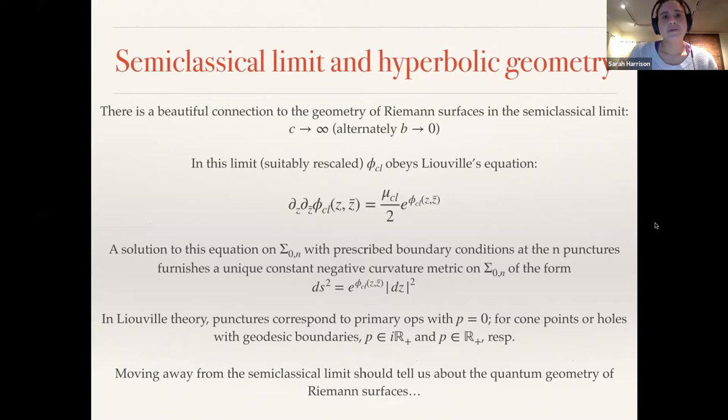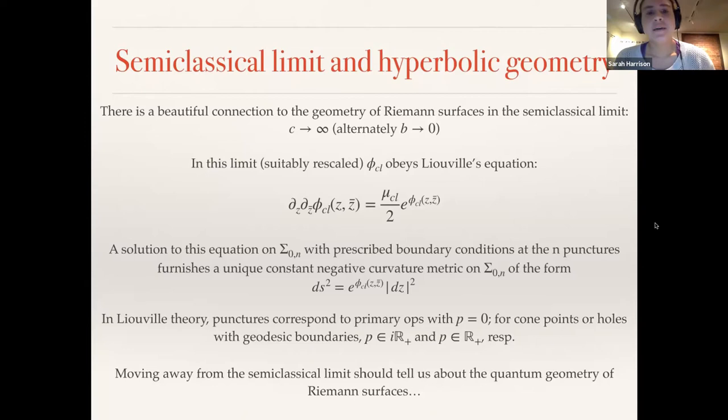So there's a beautiful connection between the quantum Liouville theory and the geometry of Riemann surfaces. I'll start by describing the connection in the semi-classical limit, when you take the central charge to infinity, or alternatively this b variable to zero. In this limit, if you appropriately rescale the Liouville field phi, it obeys the classical equation of motion, which I have written at the center of the slide, known as Liouville's equation. This equation was studied by mathematicians as far back as Poincaré, I think, who showed that a solution to this equation on a Riemann surface with certain boundary conditions at a number of punctures on the surface furnishes a unique constant negative curvature metric on the Riemann surface, where the metric takes the form ds squared equals e to the phi |dz| squared, where z is a complex coordinate on sigma.